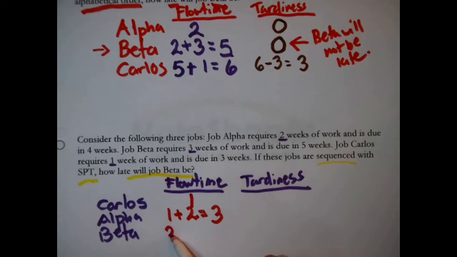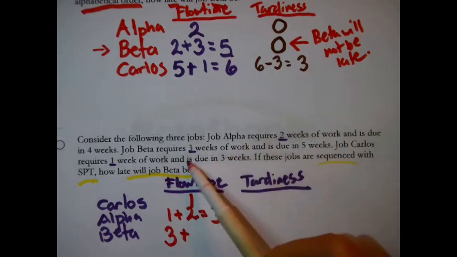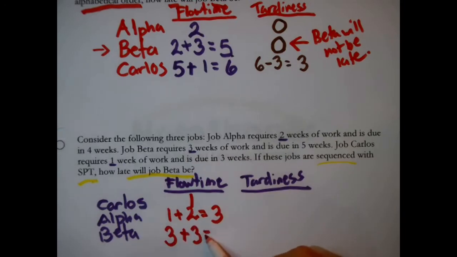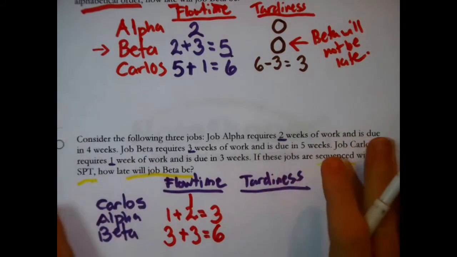We need that because that means beta will wait for 3 weeks. Beta is 3 weeks worth of work. So the flow time for the job called beta is 6 weeks. Beta will be finished in 6 weeks. Now tardiness. At this point we could just do the tardiness calculation for beta. We don't actually need to fill in these 2 rows right here. I'm going to do that just because I like complete tables.